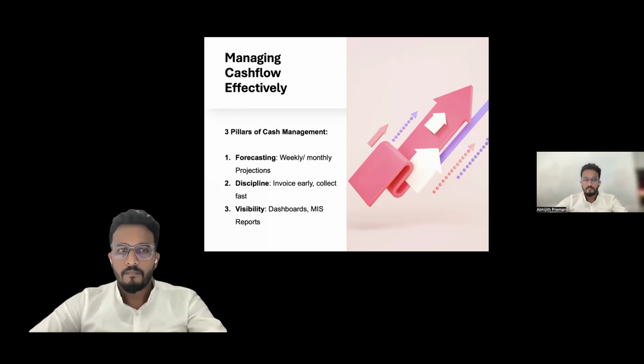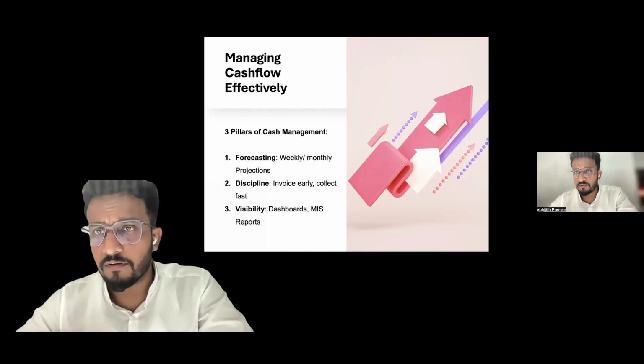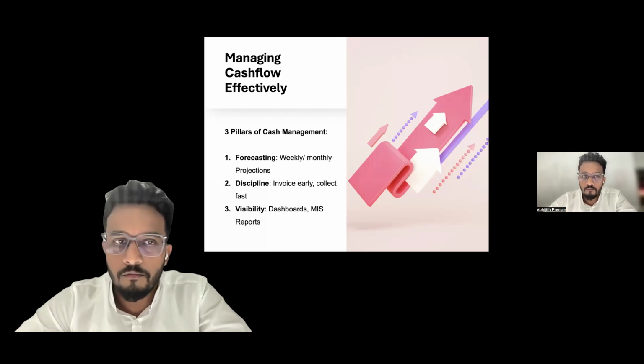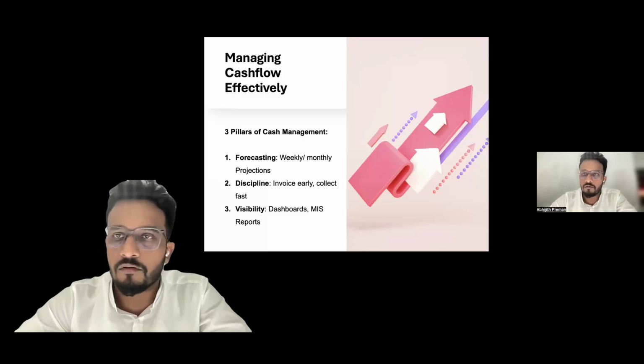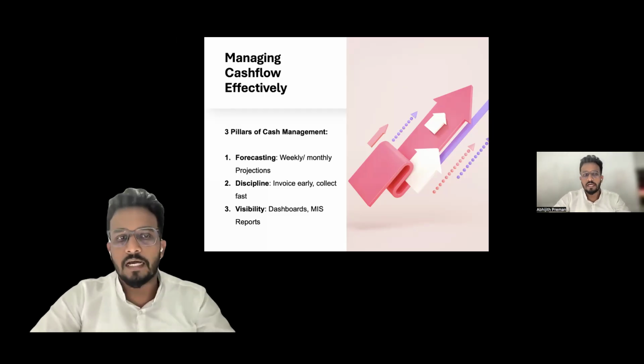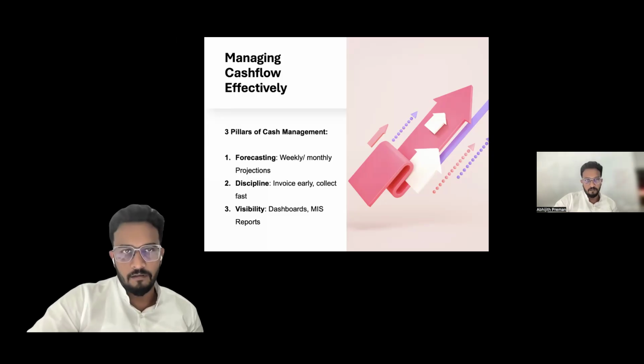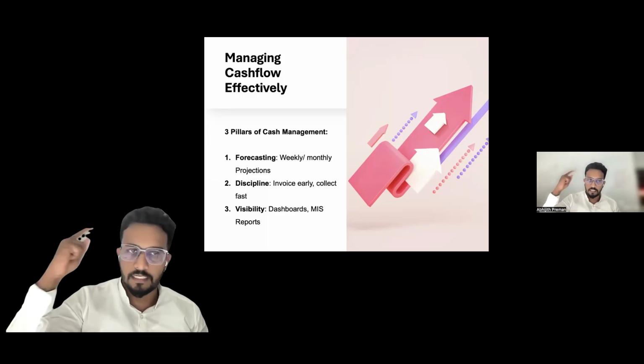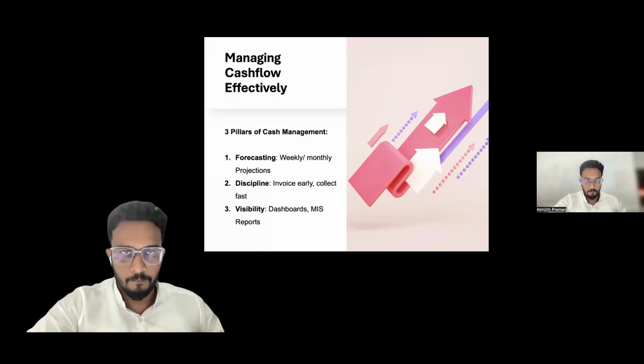Then visibility: dashboards and MIS reports are all very important, because you need visibility of how your business is progressing. What is your future sales, what is the cash you have collected during the month, what is the cash you have paid during the month? You should have all those dashboards and MIS reports. So there are three pillars for cash flow management: forecasting, discipline, and visibility.